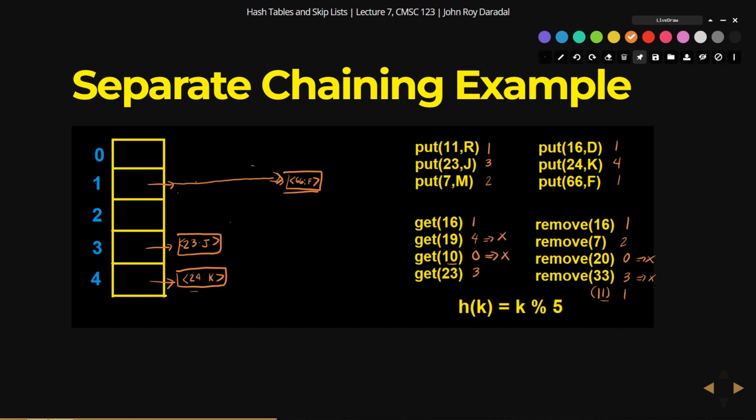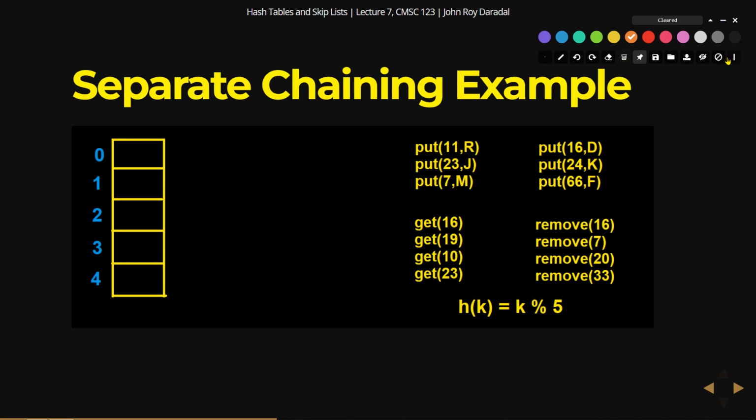I hope everything is clear on what you need to do for put, get, and remove. Okay, so basically you just start with applying the hash function to get the index. And then once you get the index, then you delegate the addition or the searching or the removal to the list at that index. Okay, so yeah, that is separate chaining.